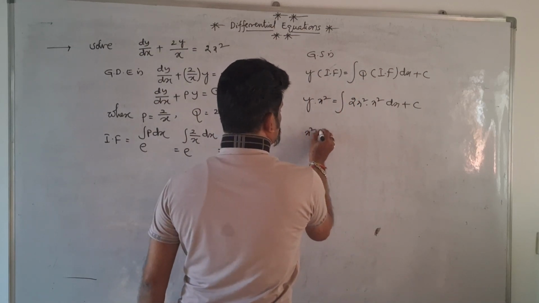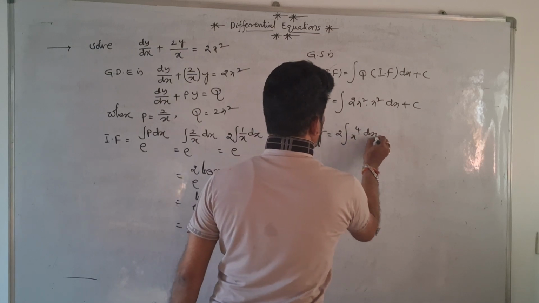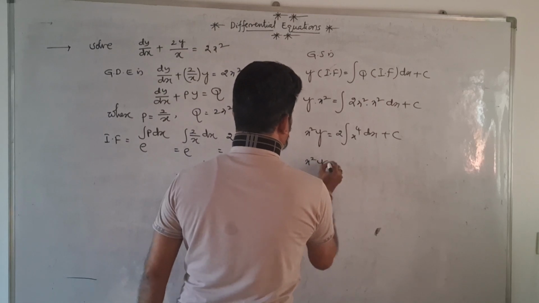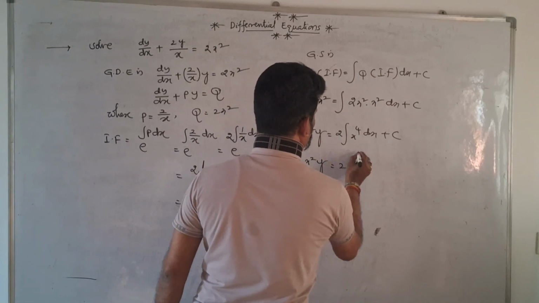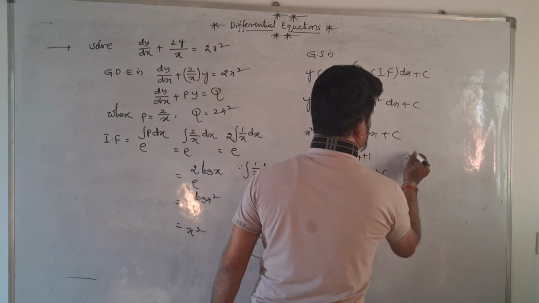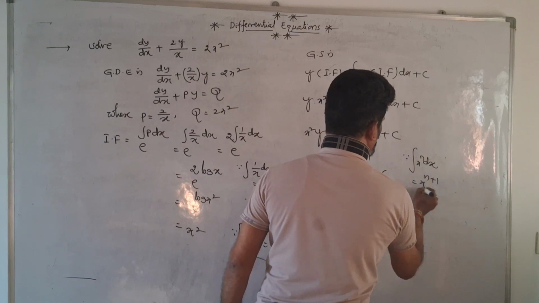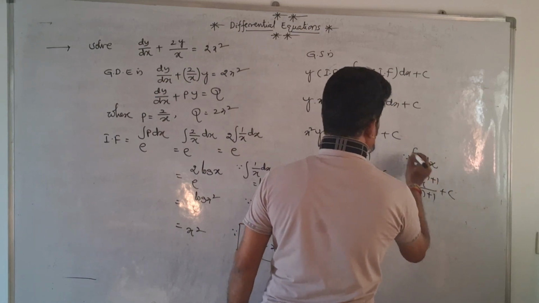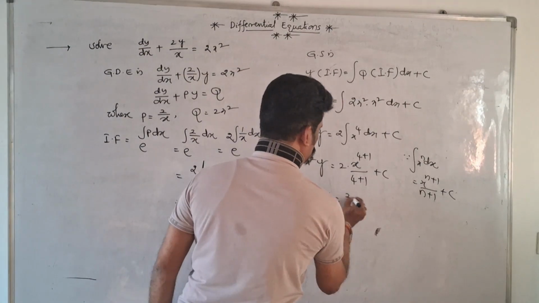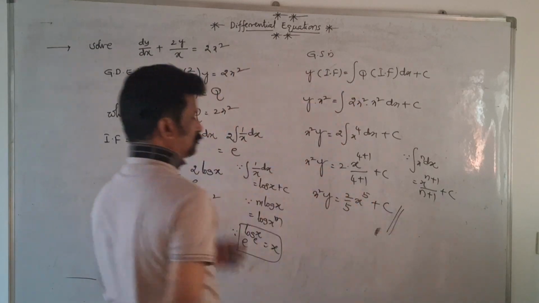So x square into y is equal to 2, a constant, into integration x power 4 into dx plus c. Now this implies x square y is equal to 2 into x to the power of 4 plus 1 by 4 plus 1 plus c, since integration x power n into dx is equal to x to the power of n plus 1 by n plus 1 plus c. So that's why x square y is equal to 2 by 5 into x power 5 plus c. Yes, this is the answer.